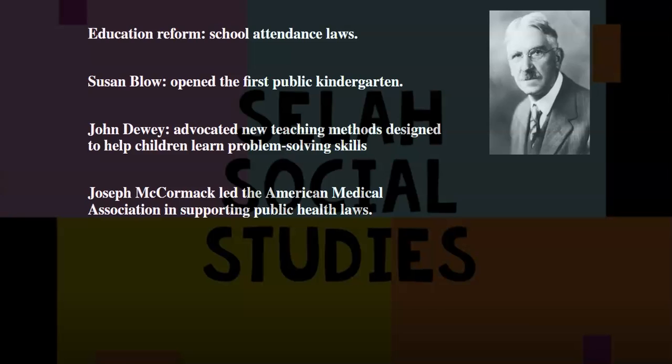Progressives would carry the torch from previous reformers like Horace Mann and advocate for better education in the public school system, including the enactment of school attendance laws. Reformers like Susan Blow opened the first public kindergarten, and philosopher John Dewey taught children how to problem solve and not just memorize information. Some progressives and labor unions would argue to abolish child labor and promote better working conditions, while others would fight corruption in business and dishonest politicians.